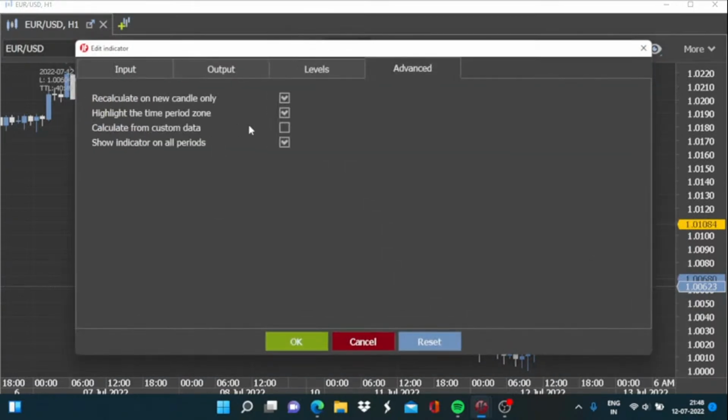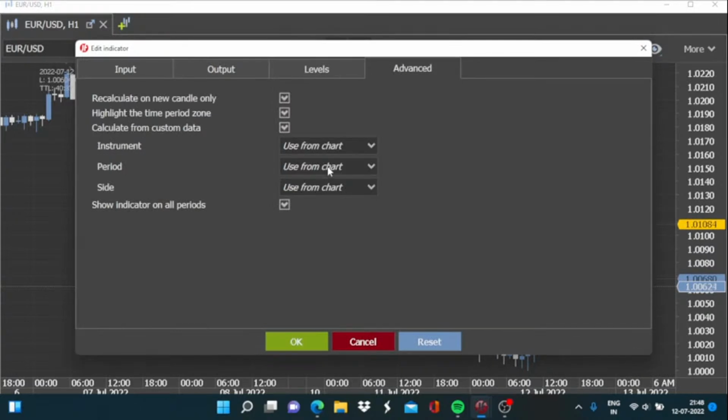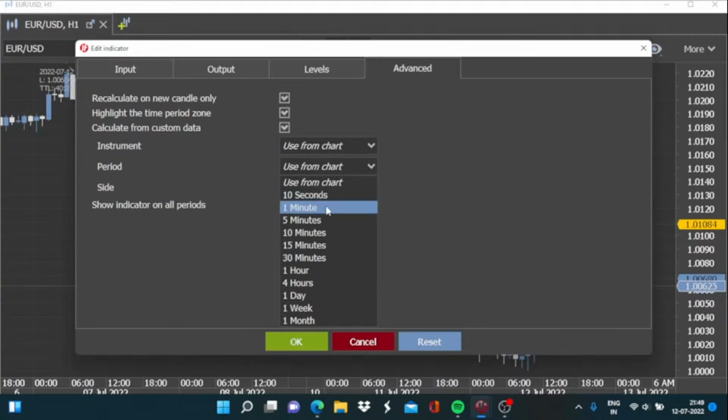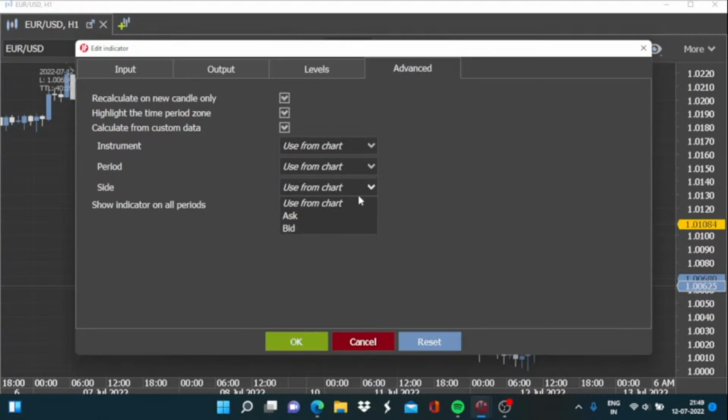and then coming to calculate from the custom data, because here we can opt for the instrument from the chart or you can keep it fixed to the Euro USD. The candle period can also be same as use from chart, or whatever is the chart's candle period can also be utilized, or you can customize it and keep it fixed to say 10 seconds all the way till 1 month. So all these options are there. The spread side can also be kept fixed. You can opt for ask or bid, or you can simply use it from the chart. So whenever you change the spread side of the chart, it will change accordingly.